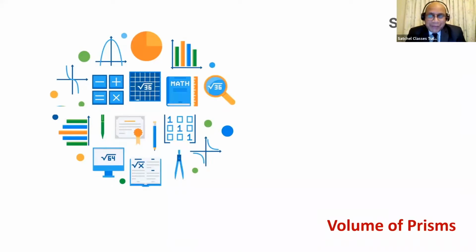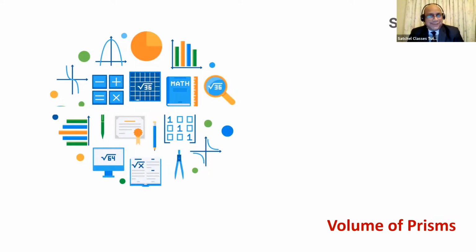Hello, and welcome to the session on volume of prisms. What are we going to learn in this session? First, we'll understand what we mean by the volume of a 3D shape. Then we'll go on to understand the concept of a unit cube and how we use it to find the volume of cubes and cuboids. And finally, we'll learn how we find the volume of different prisms.